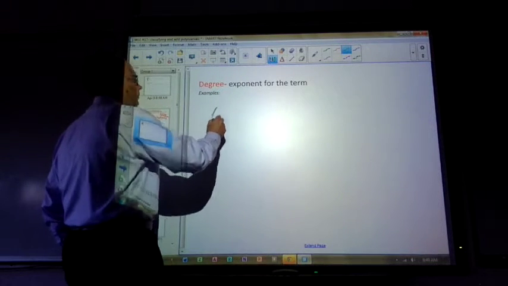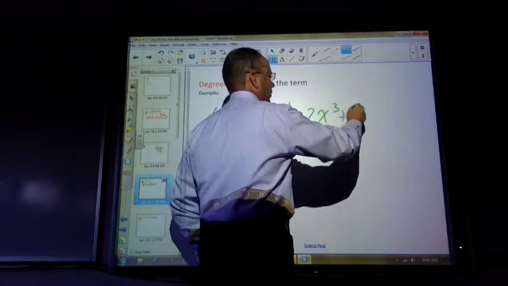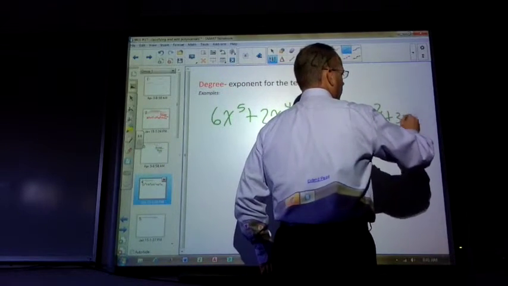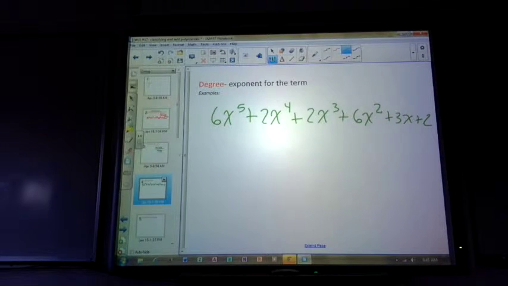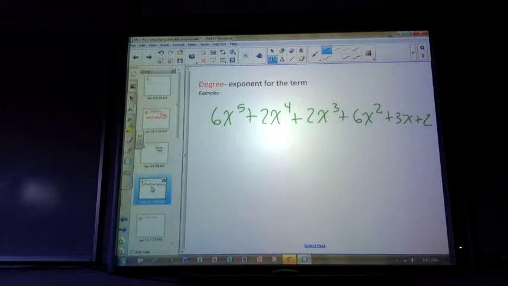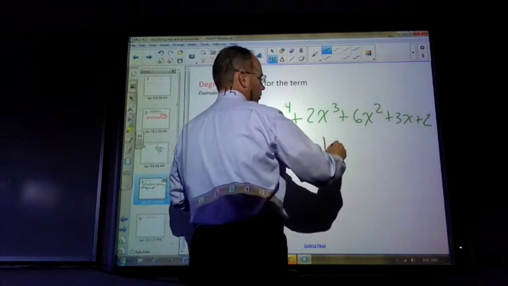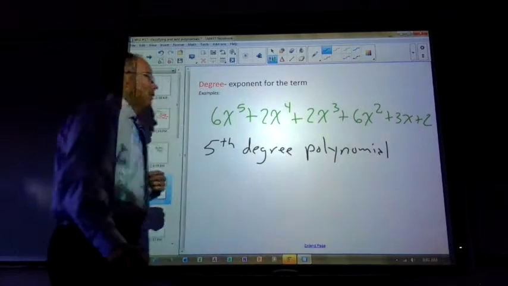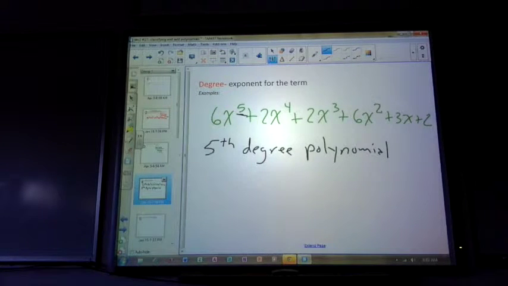So if I had... so this is a polynomial, it's in descending order, it goes from the highest exponent to the lowest exponent. What degree exponent would you feel this would be? What degree? What's the highest degree? 5. So this is a fifth degree polynomial. You look to your highest exponent once you've written it in descending order, and you name it. This is a fifth degree polynomial.